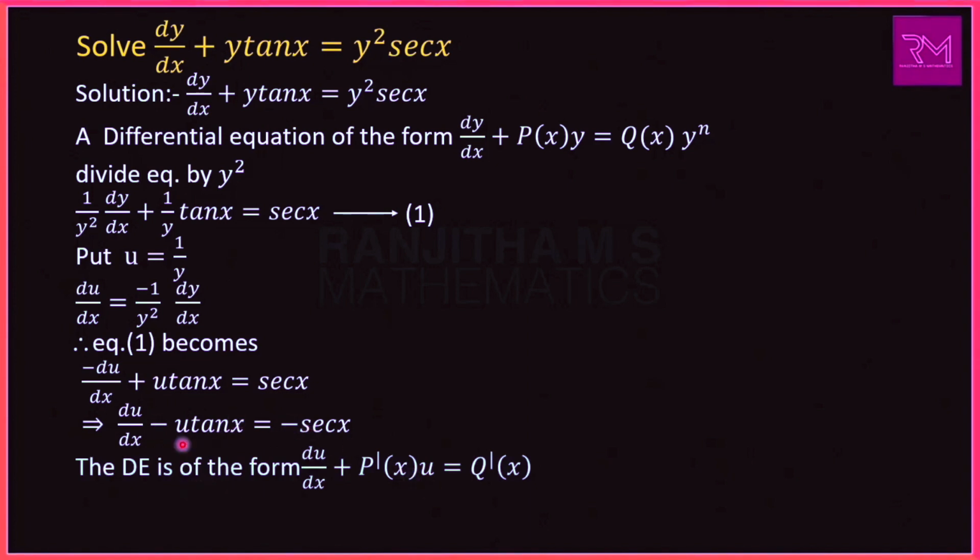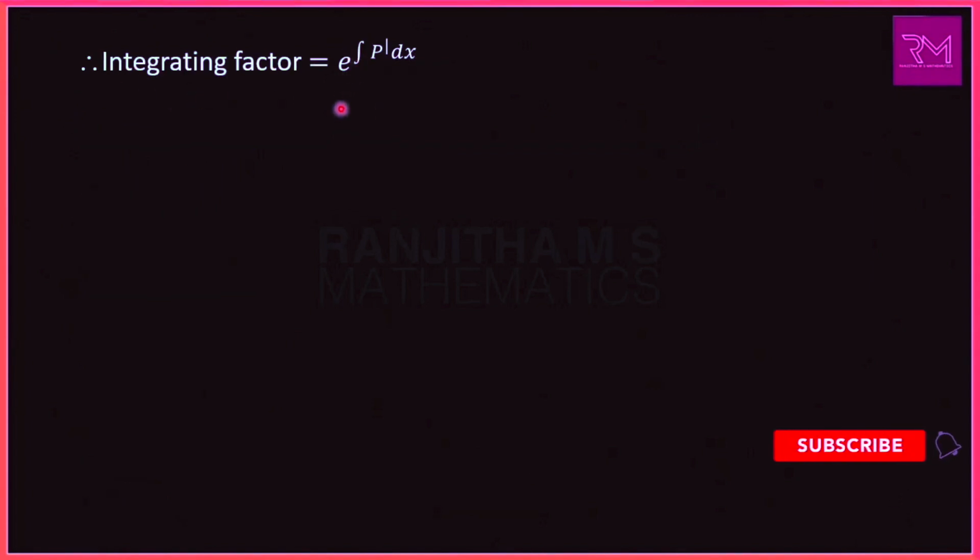Therefore, the differential equation of the form du by dx plus p dash of x into u, which is equal to q dash of x, where p dash is minus tan x and q dash is minus secant x. Once you obtain p dash of x and q dash of x, what's the next step? We have to find the integrating factor and then find the solution for the given differential equation. Therefore, the integrating factor is given by exponential power of integral of p dash into dx. Substituting the p dash value over here, we get exponential power of integral of minus tan x dx.